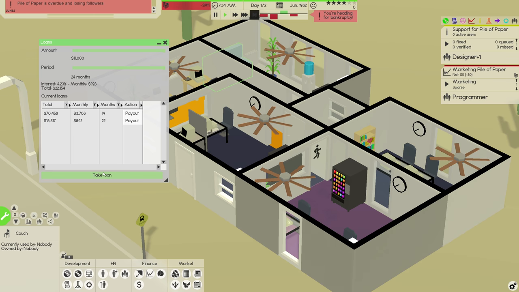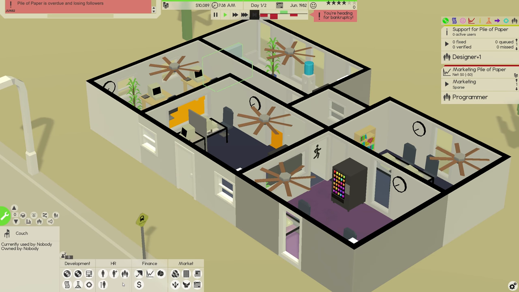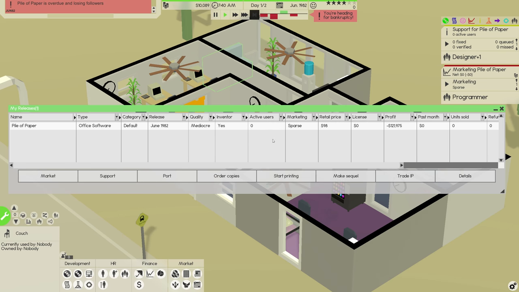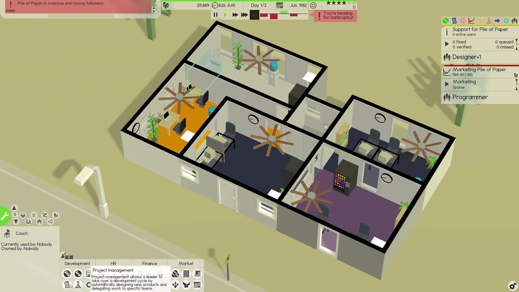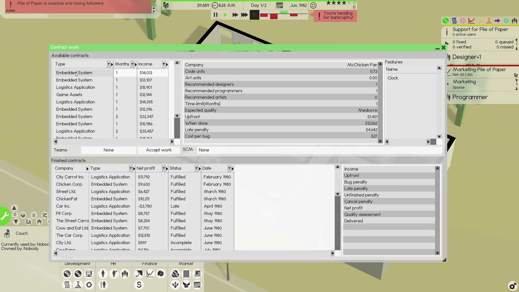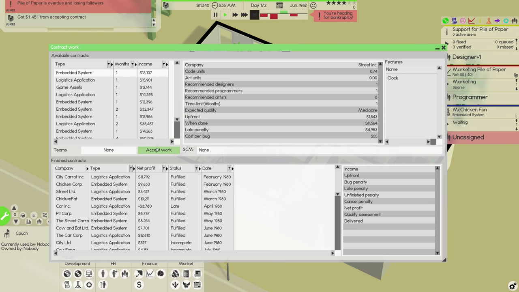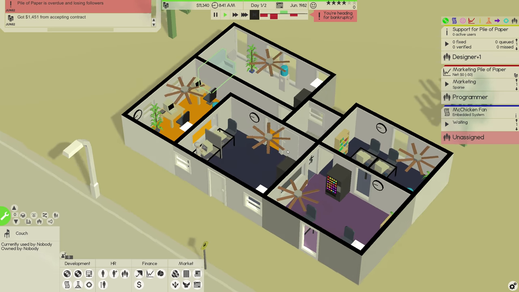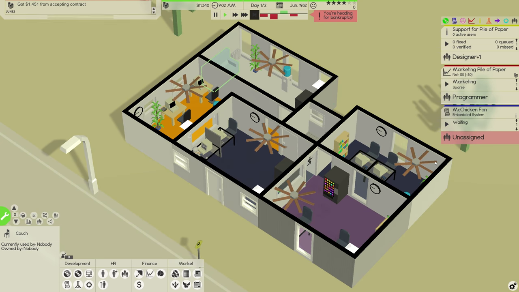Yeah, no matter how hard I try, it's incredibly hard. Okay, so we have a little bit of money, so let's go to your releases, and we're gonna start printing. We're gonna order like 100 copies because we're not gonna sell more than that. That's what breaks my neck all the time. We're gonna go and make a little app, like embedded systems, and I guess that should do it. Just, you know, to keep us afloat, more or less.